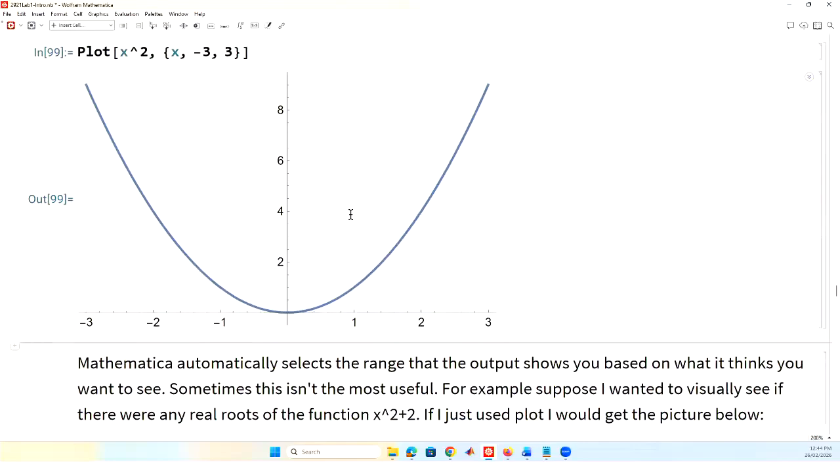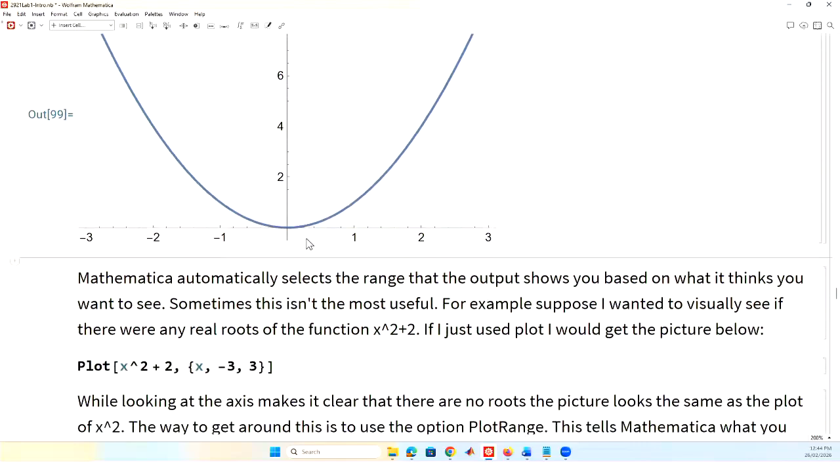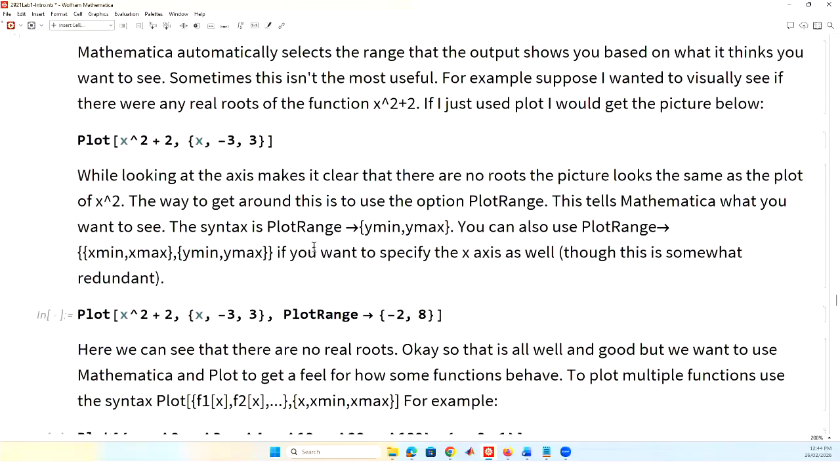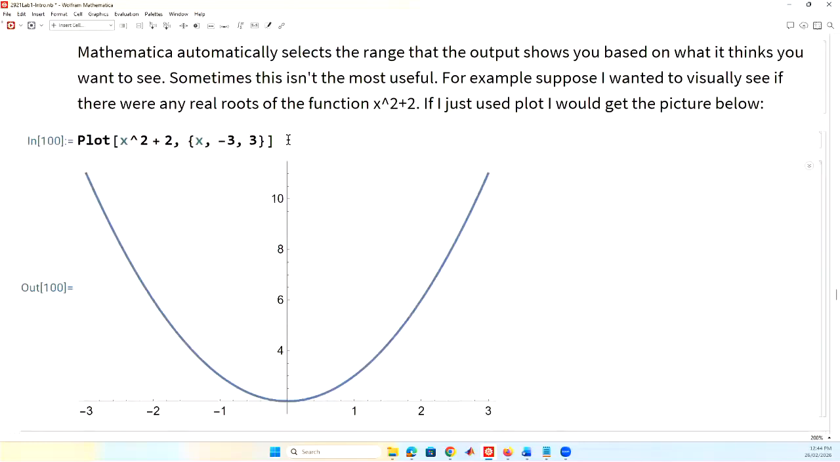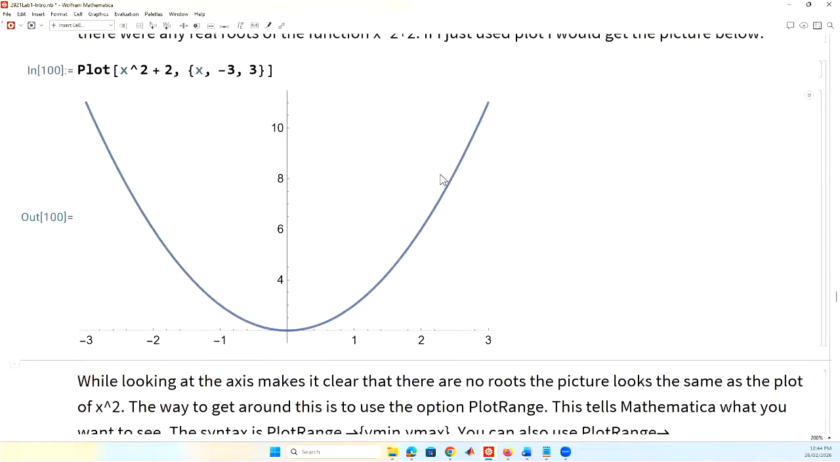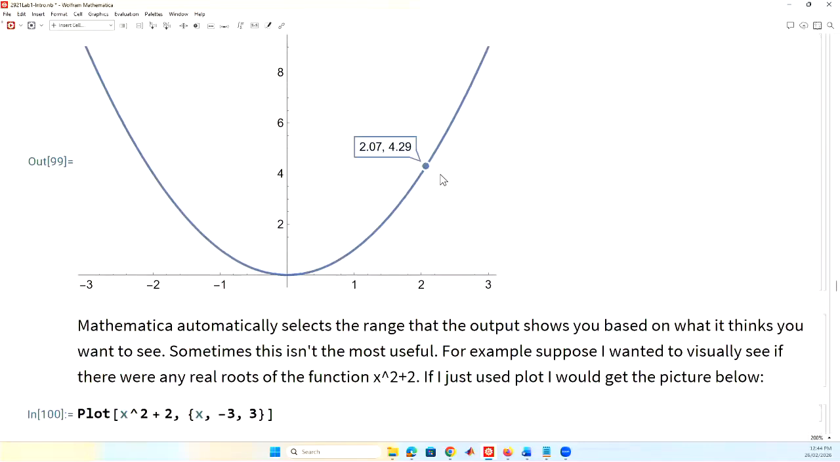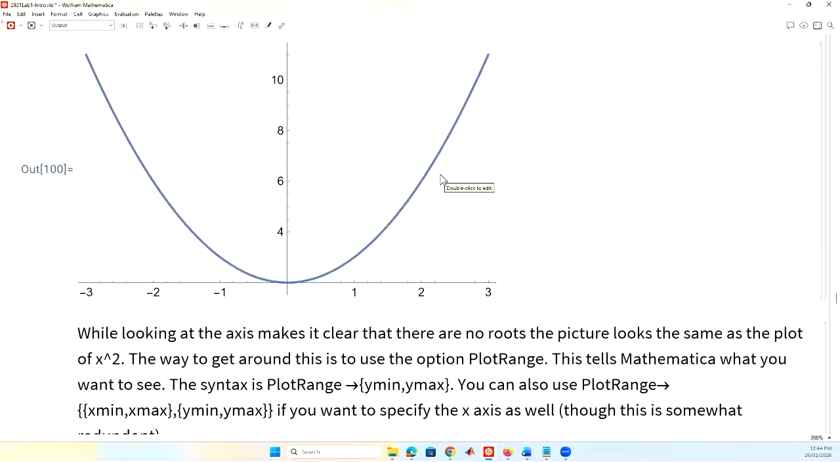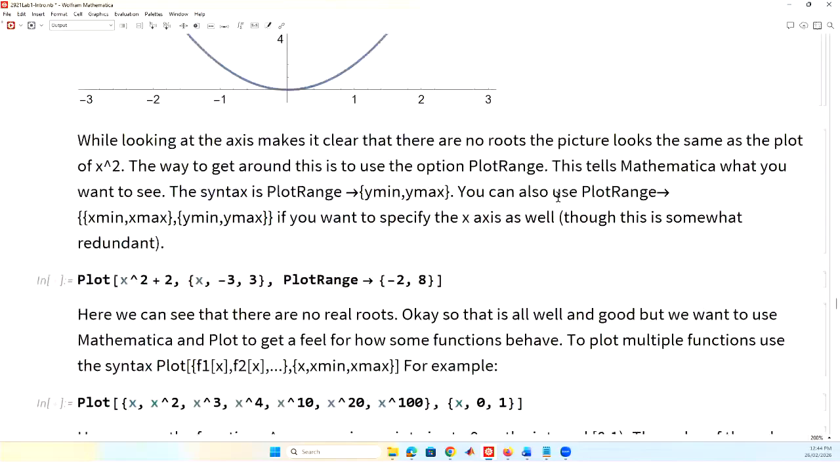Now, what it has done here is automatically selected the y range to take in most of the function. That is what Mathematica will typically do, but sometimes that's annoying. So, for instance, if I wanted to plot x squared plus 2, it will do the same thing, and it will look identical, but we know there is a difference. This thing passes through 0. This thing is actually cutting the curve at 2. That's not clear. Maybe I was looking for roots of a quadratic.